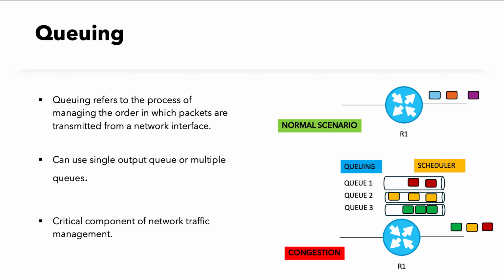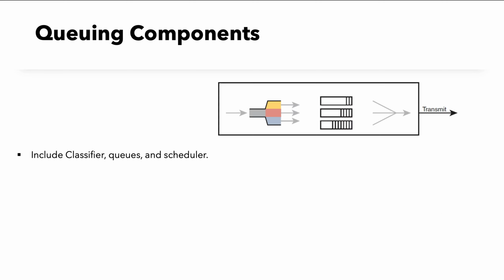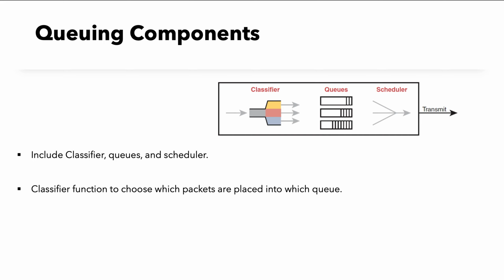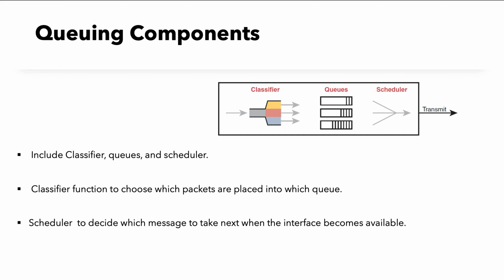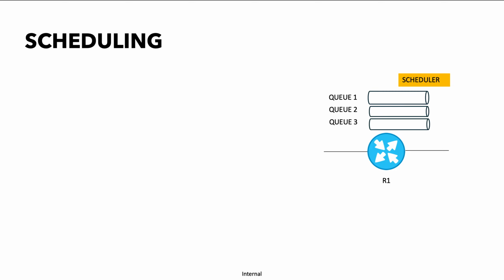So let's look at the components of queuing. So queuing components include classifier, queues, and scheduler. To use multiple queues, the queuing system needs a classifier function to choose which packets are placed into which queue. The queuing system needs a scheduler as well to decide which message to take next when the interface becomes available. And the scheduler prioritizes one queue over the other in some way, and it is referred to as prioritization. Let's look at different types of scheduling, starting with round-robin scheduling.